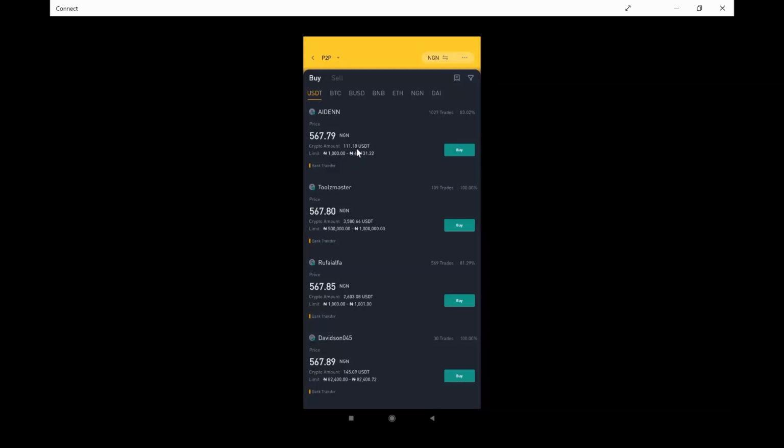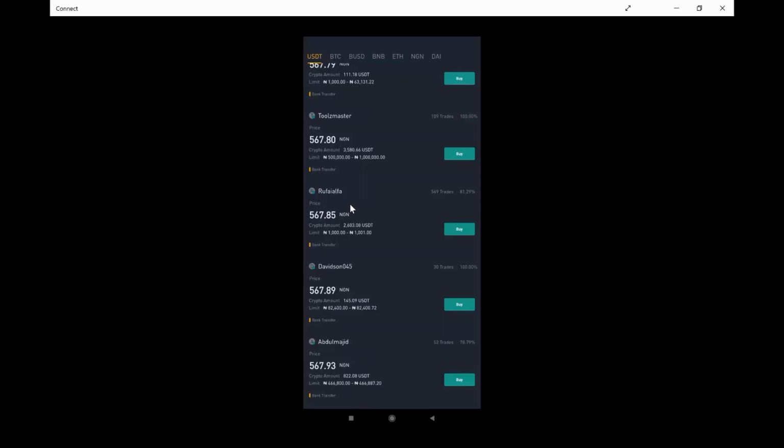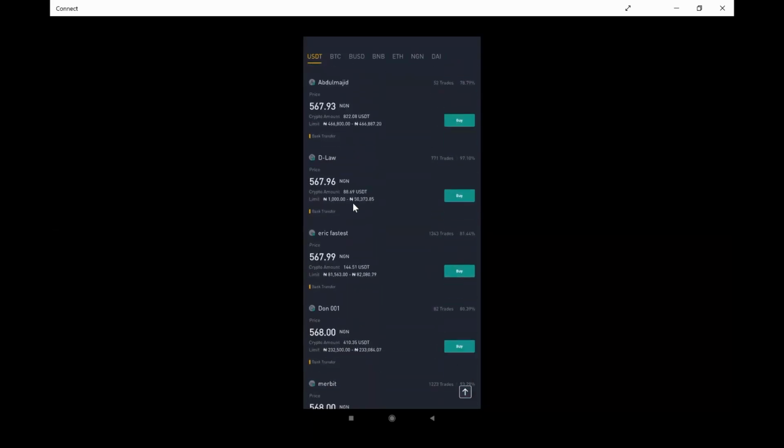And the highest amount, the maximum USDT he's going to sell is 63,131 naira 22 kobo. So it means if you want to buy 65,000 naira or 64,000 naira or 63,200 naira worth of USDT, you can't be doing business with Aiden. That's beyond his limit. So you have to look for another person that's listed. And there are so many listings.